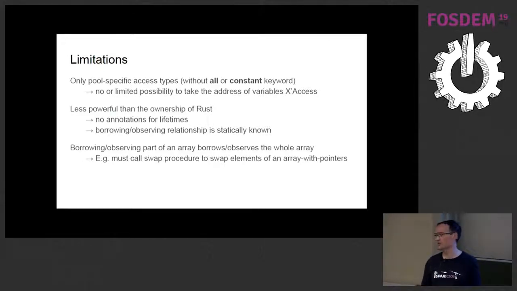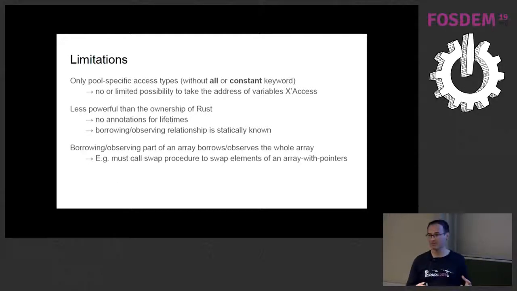The goal is different from Rust. We want to be able to do formal verification. And so, for example, this statically known relationship is something very important. Otherwise, you end up with things that are much more complex, like what researchers exploring formal verification end up with.